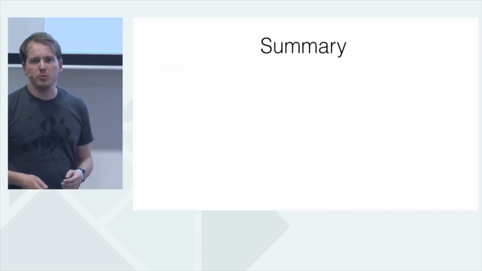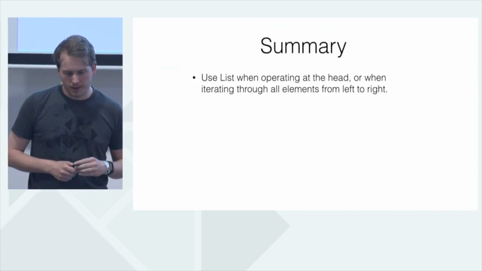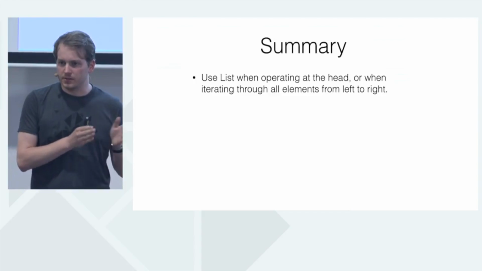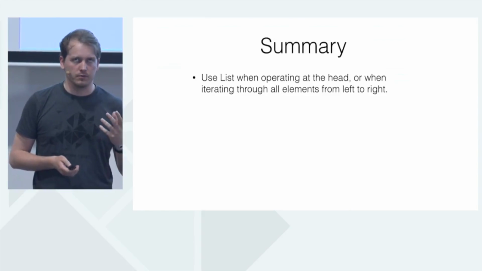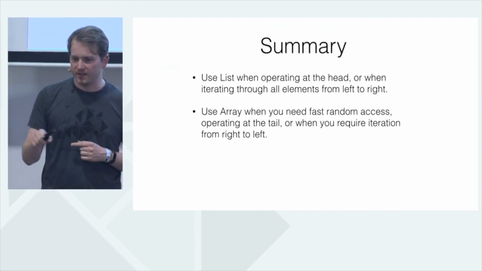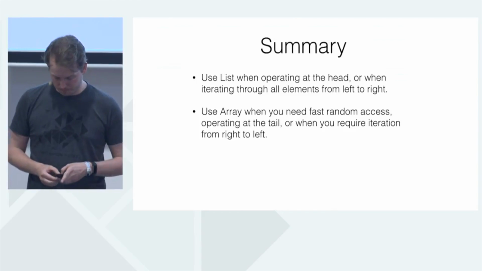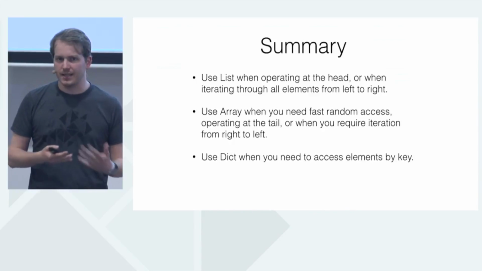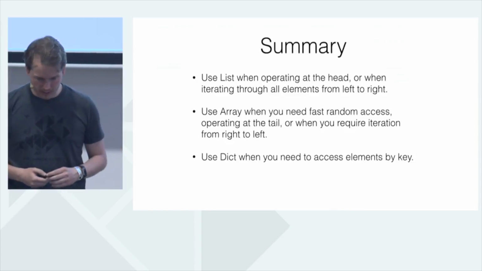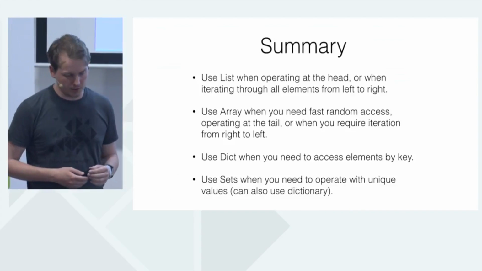So I've focused a lot on implementations. When it comes to what you would use the data structures for, you would use a list, optimally, when you're operating at the head or the beginning of it, or when iterating through elements from left to right. Fold left or filter, those kinds of operations are good for a list. You would use an array when you need to access one element quickly, or when you need to fold in the opposite direction. You would use a dictionary when you need to access elements by key, and those keys aren't necessarily sequential numbers, as is the case for an array. And you use a set when you need to operate with unique values in some way or another.